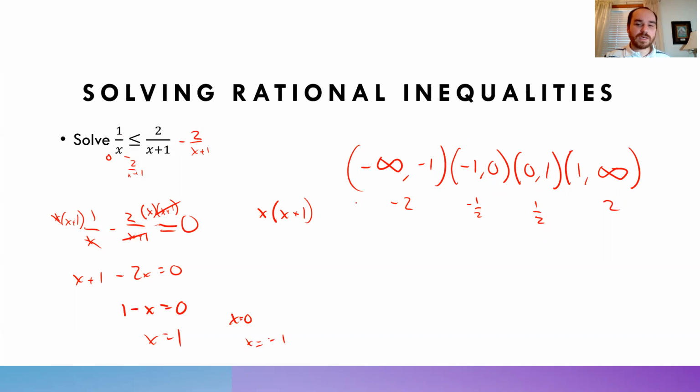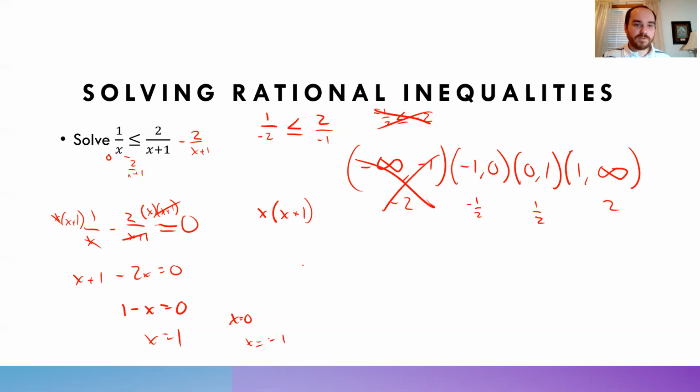So let's start by plugging in negative 2. We would have 1 over negative 2 less than or equal to 2 over negative 2 plus 1, that's negative 1. So in this case, we have negative 1/2 less than or equal to negative 2. That is untrue. You'll notice that negative 2 is smaller than negative 1/2. It's further to the left, so this one does not work.